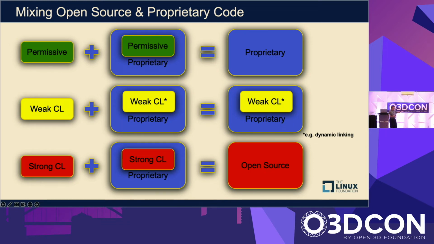And at the bottom, if you start with a strong copyleft license, as I showed in those examples, and you mix it with proprietary code, what you end up with is open source. And if that is your intention, that's all great. But if you're planning on selling that code and it's not your intention, then you should just be careful about that and reconsider if that's the right open source for you to use.